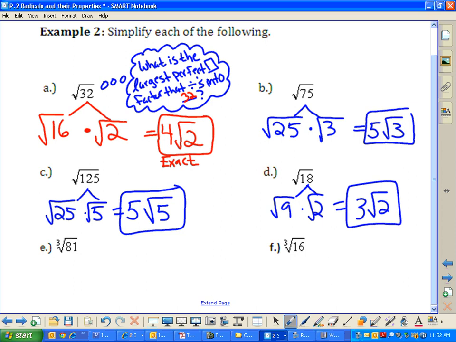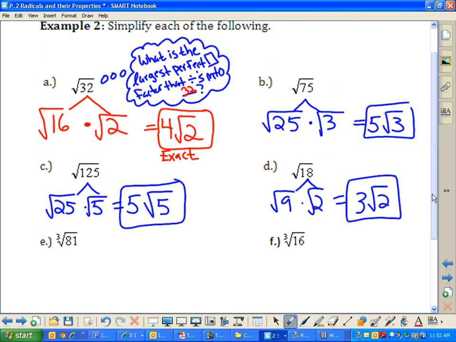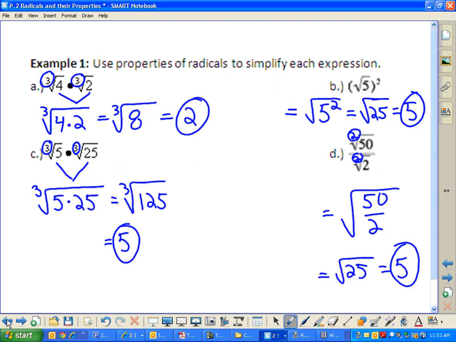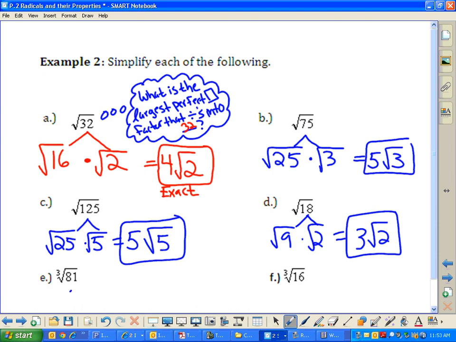Okay, cube roots just real quick. We use the product property on these, too, to break them apart. So when I look at the cube root of 81, the question I have to ask myself this time around changes just a little bit. In the first part of the problem, I had to ask myself, what is the largest perfect square factor that went in? Now I have to decide what is the largest perfect cube factor that goes into 81. So for this, you probably want to look back at your warm-up. You have to ask yourself, which of these 5 numbers right here, 1, 8, 27, 64, 125, now divides evenly into 81?